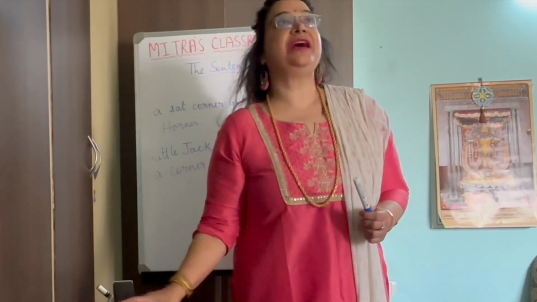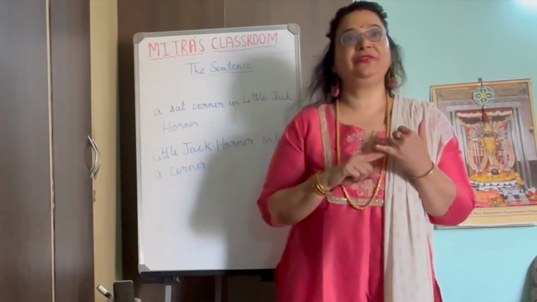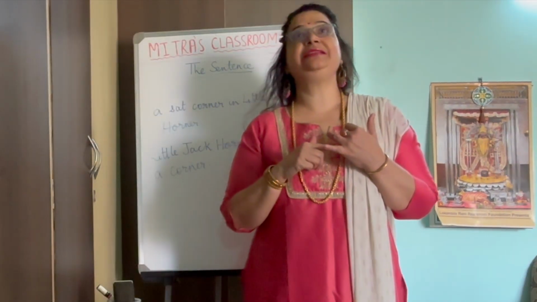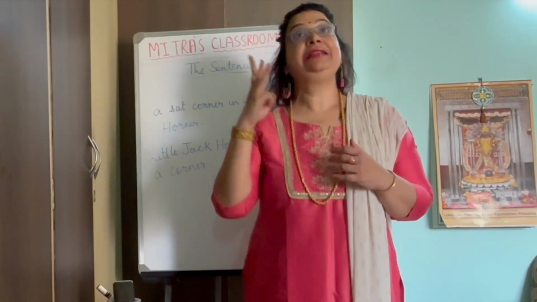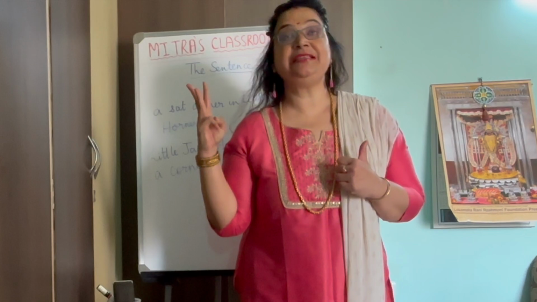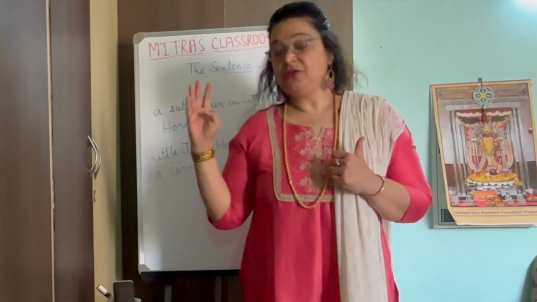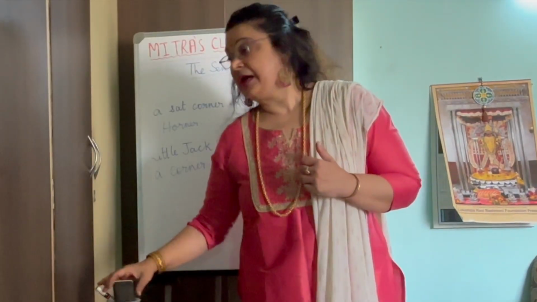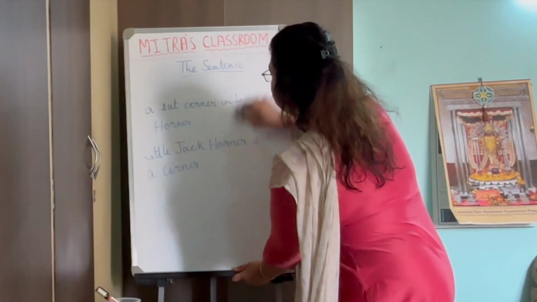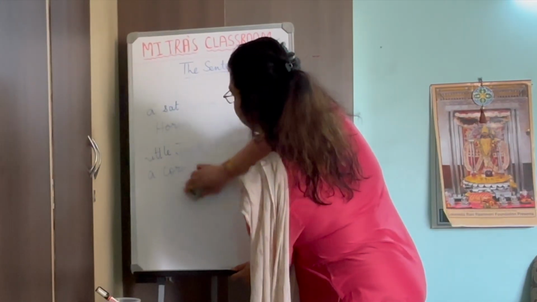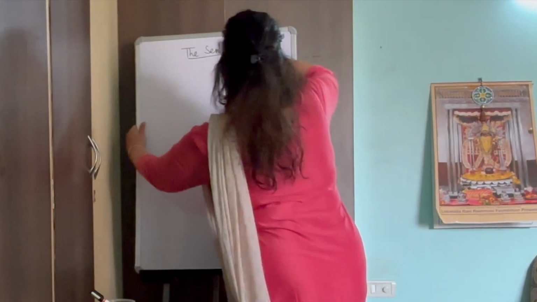There are 4 types of sentences. First one is declarative. One more name of declarative sentence is assertive sentence. Second is interrogative. Third is imperative sentence. And the 4th one is exclamatory sentence. So we will see what are these sentences and which sentence is for what. Now we will see kinds of sentences.